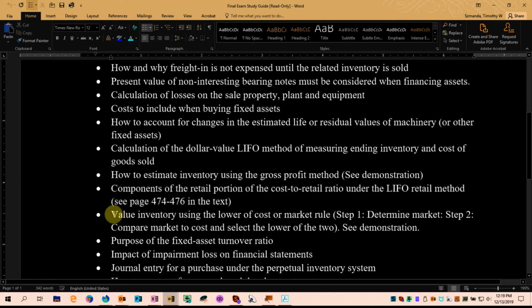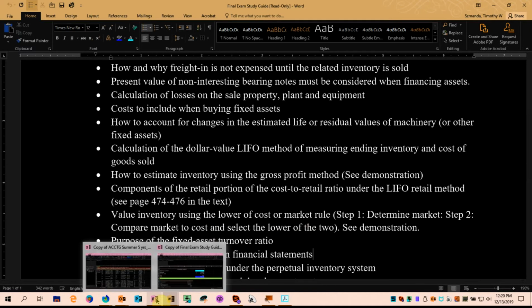You'll also want to study how to value inventory using the lower of cost or market rule. There are two steps to this process. One is to determine the market value and then compare that market value to the cost and select the lower of the two. So we have an example of the lower of cost or market as well.